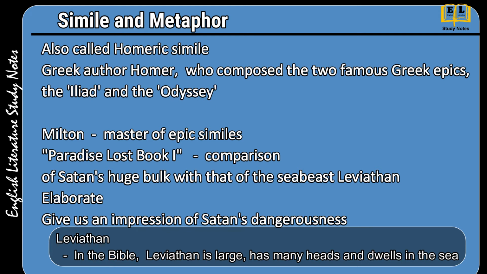One epic simile in Milton's Paradise Lost Book 1 is the comparison between Satan's huge bulk and that of the sea beast, Leviathan. It is elaborated in more than 7 lines. Milton's object is to give us an impression of Satan's dangerousness because of its size and evil power.